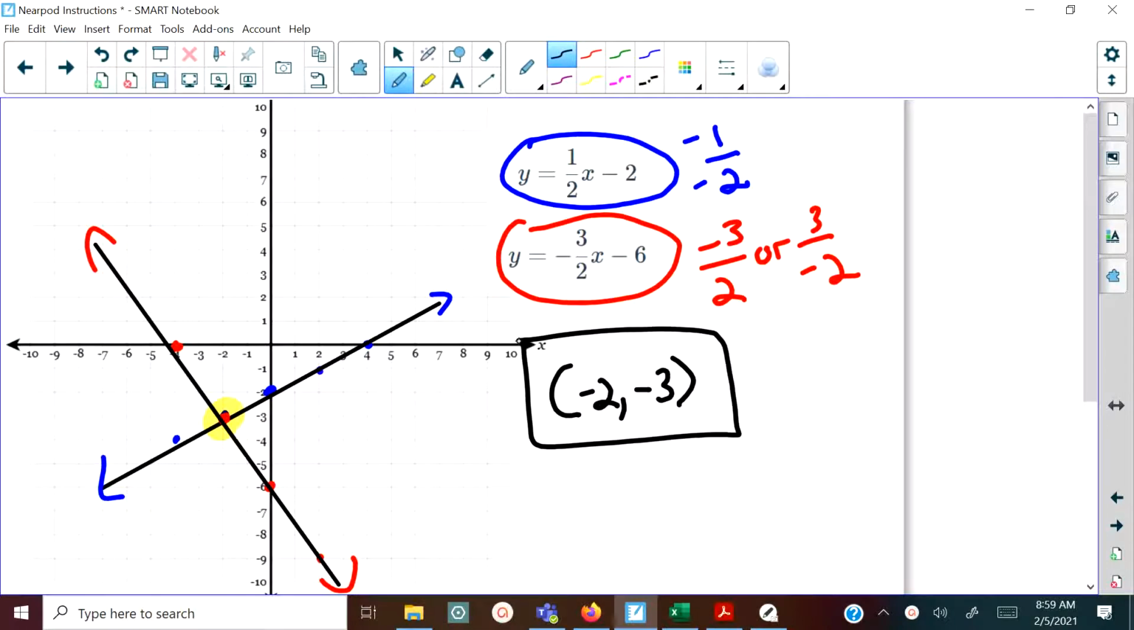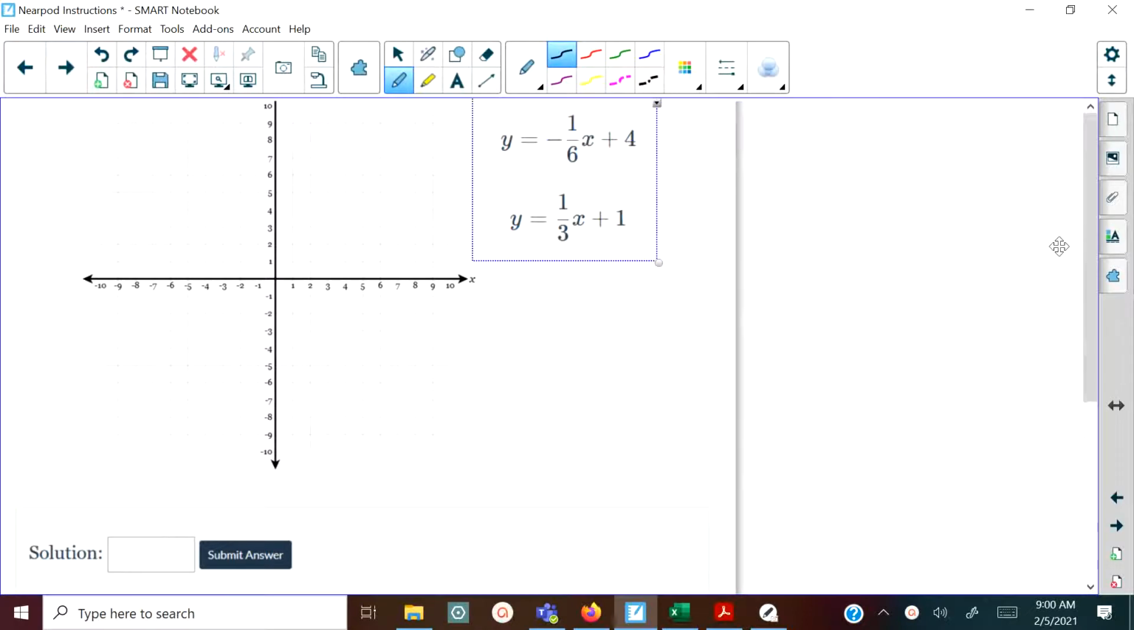Alright, let's take a look at another example. You can go ahead and pause the video here and see if you can solve this one. Alright, so let's take a look at this one, and I'm going to zoom in and make this bigger.